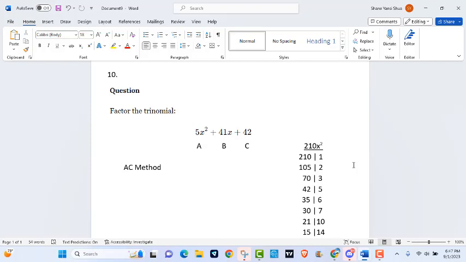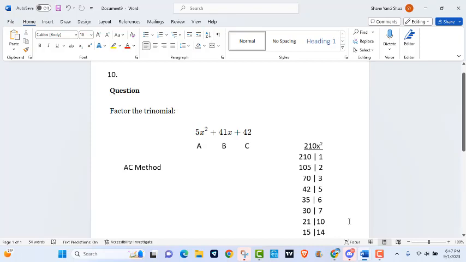Now, the next steps we're going to take, you're going to find factors of 210 and lay them out. We want to find all of the factors of 210, the a times the c, and find the factors which actually add up to the b term in the middle, the 41. So here I've laid out all of the factors of 210. 210 times 1, 105 times 2, 70 times 3, 42 times 5, 35 times 6, 30 times 7, 21 times 10, and 15 times 14.